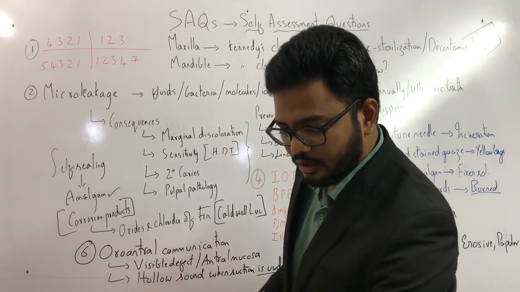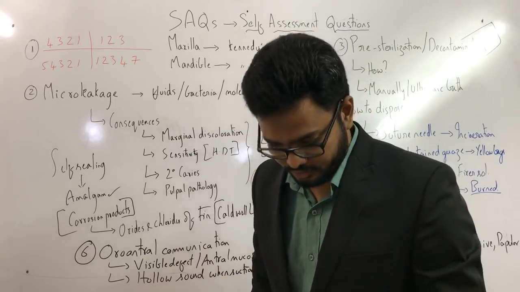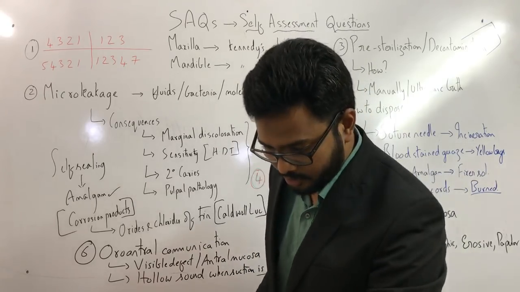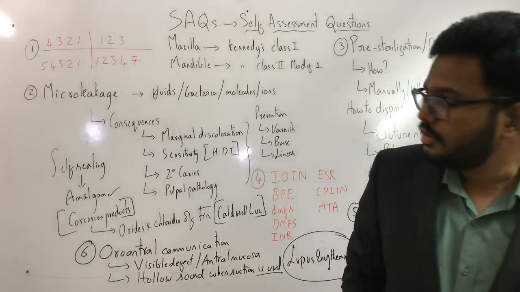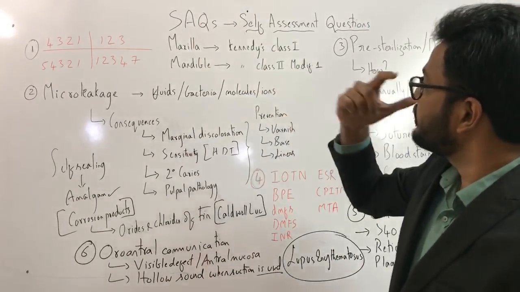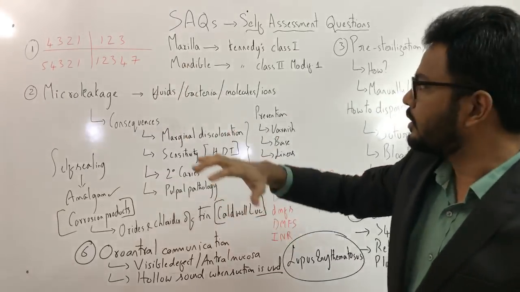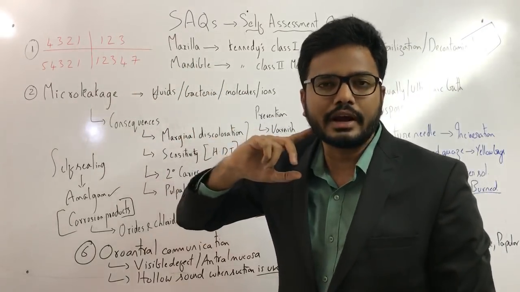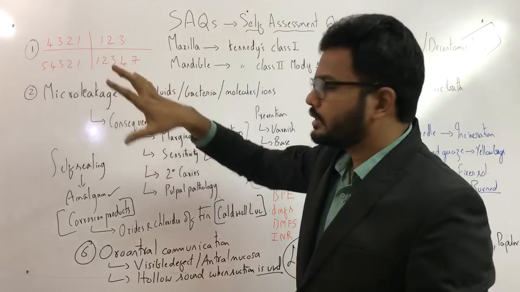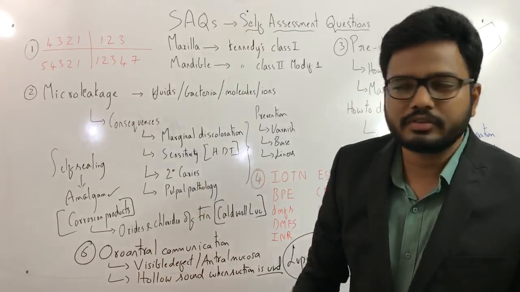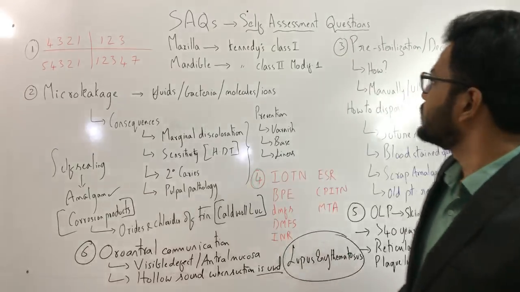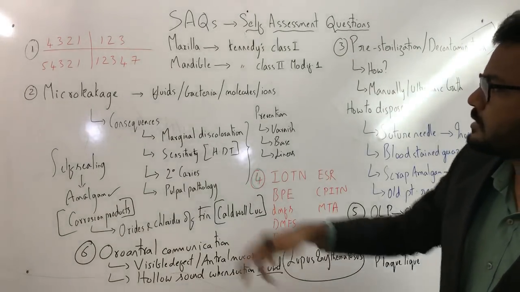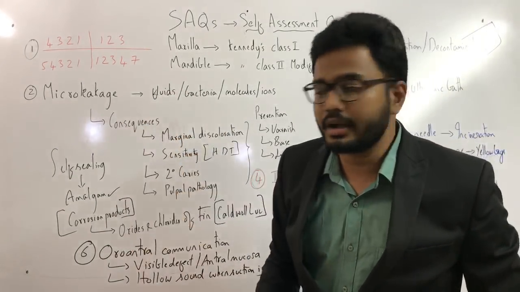Okay. So these are some of the SAQs, self-assessment questions, which I wanted to discuss in this video. Right? So I've gone through the Kennedy's classification, very simple, but you can have a different way of presentation altogether. They can give you the teeth existing in a patient in this format, and they can ask you to classify the arches accordingly.